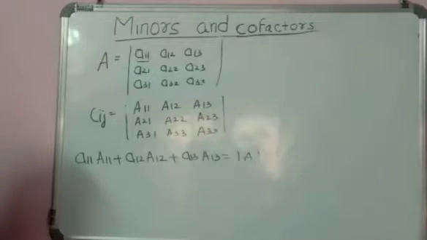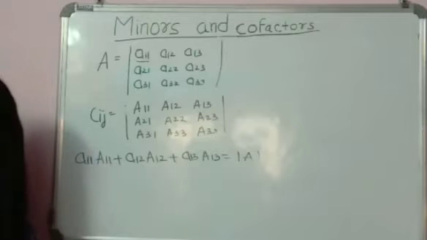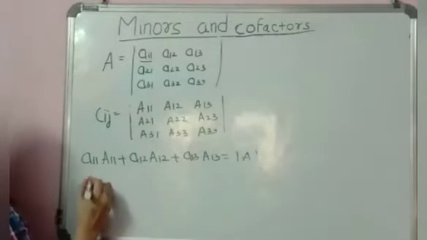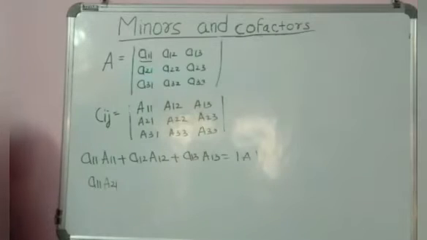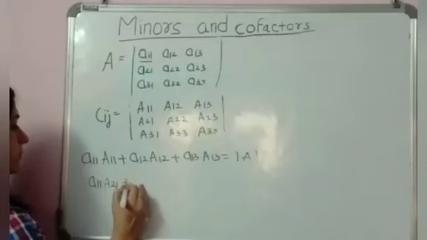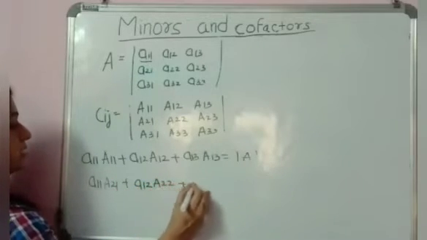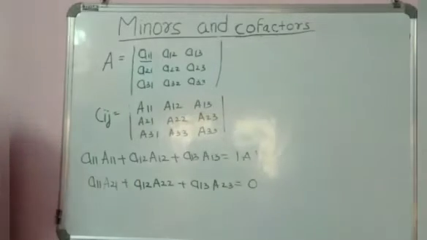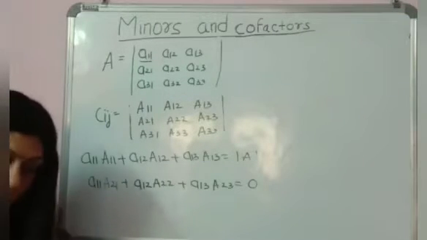Okay, now tell me, what if you multiply the elements of any row with the cofactors of any other row, then you will get 0. That you can check yourself. Now if I multiply A11 with A21 and add it to A12 times A22 plus A13 times A23, you will get 0. So this you can check yourself, and it is given in your textbook also.